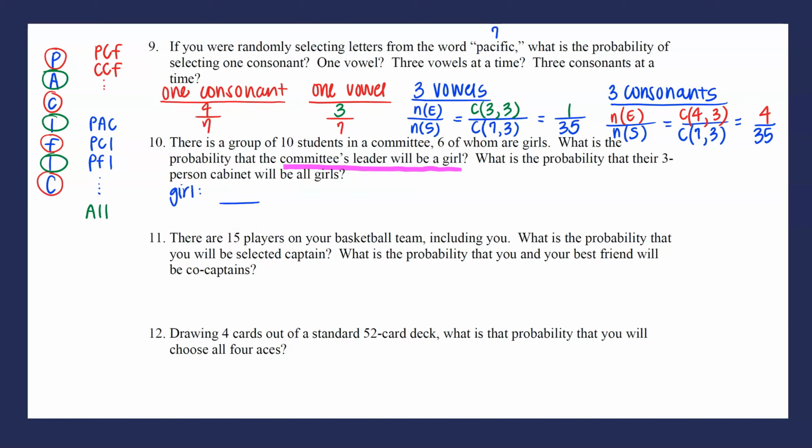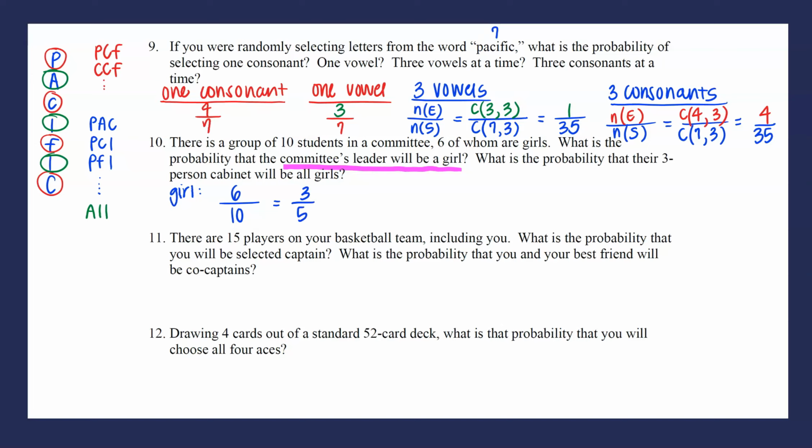The denominator, how many total is in my sample space? There are 10 students total in my committee. Of the 10 students, how many are girls? 6 are girls, so the probability of this occurring is 60%, or 3 out of 5.